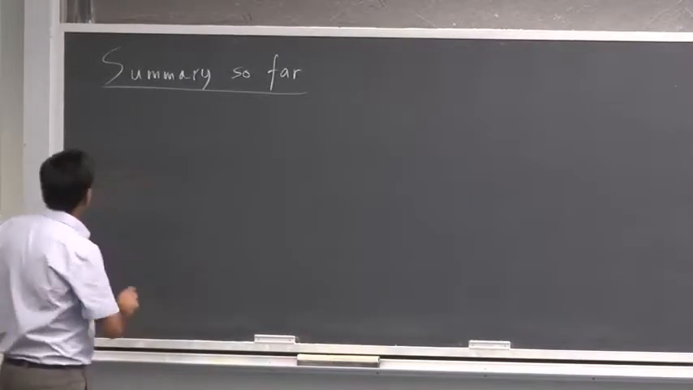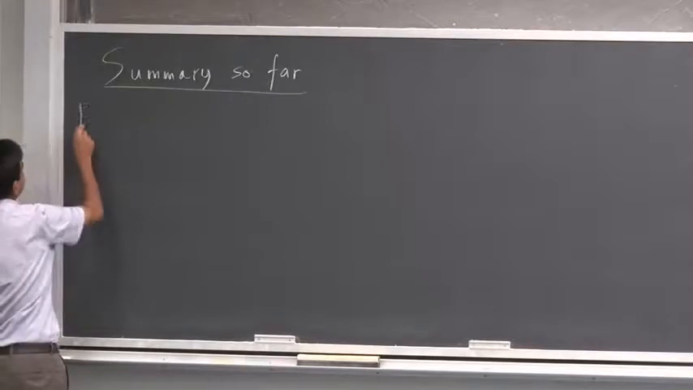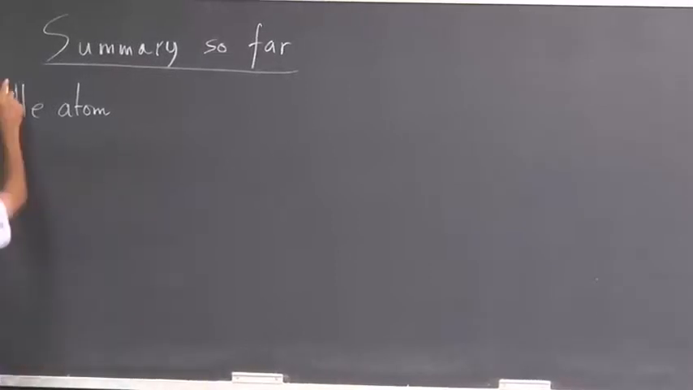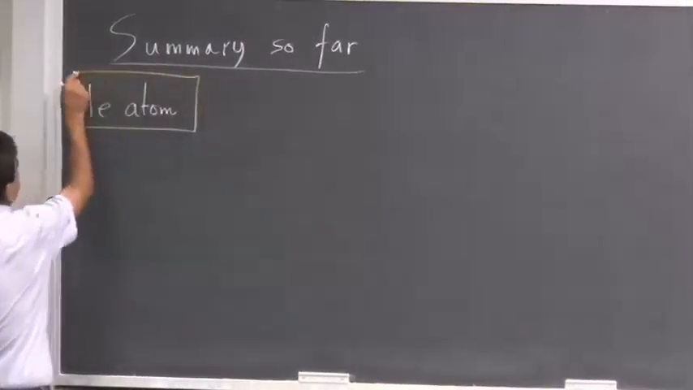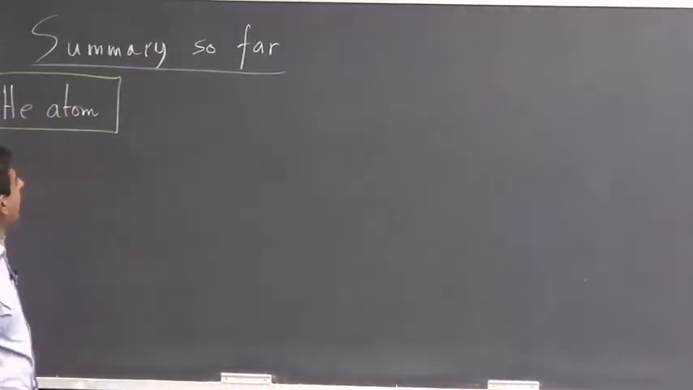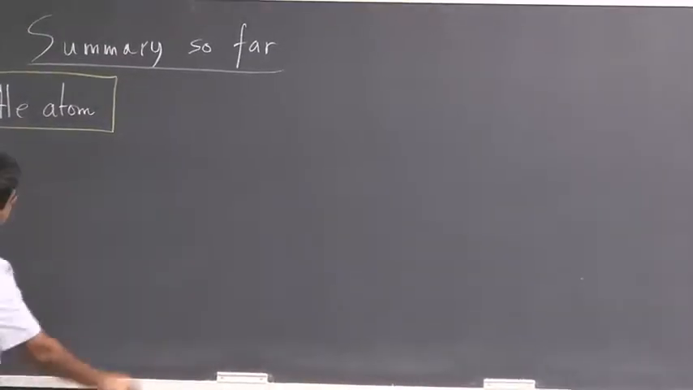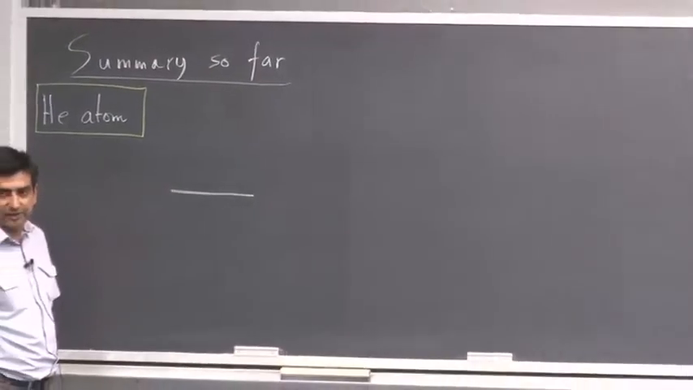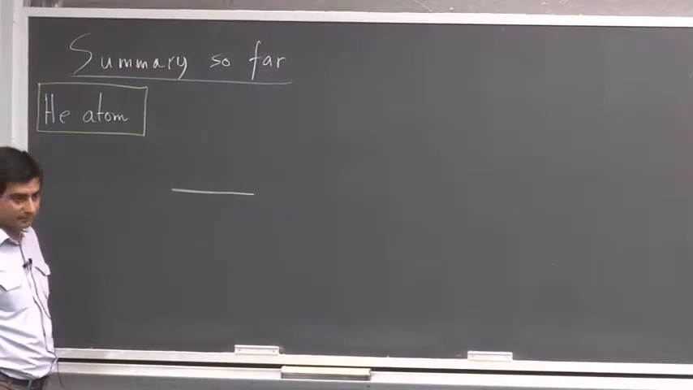For the helium atom, we first considered an isolated helium atom with 2 electrons in it. We solved the helium atom, and we found out that the ground state is a singlet state, right?